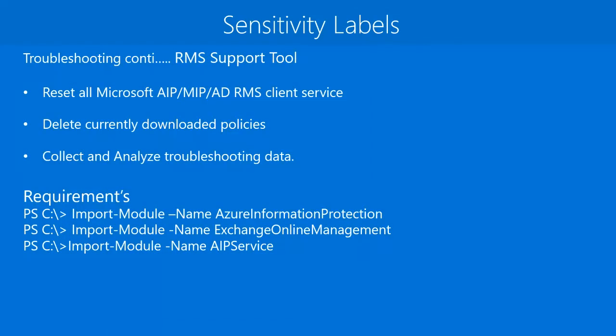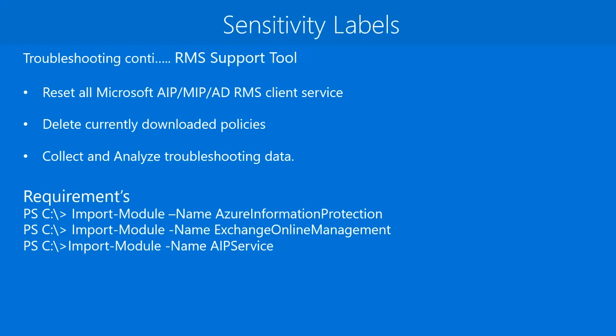Okay, now we'll talk about the RMS support tool. The RMS support tool supports Microsoft Windows PowerShell 5.1 on operating systems like Windows 8.1, Windows 10, which is the recommended one, Windows Server 2012, Windows Server 2012 R2, Windows Server 2016, and Windows Server 2019. It also supports Microsoft Office client, Office 13, Office 16, Office 19, and Click to Run, which is available on Microsoft 365. To work with the RMS support tool, first you have to install the modules.